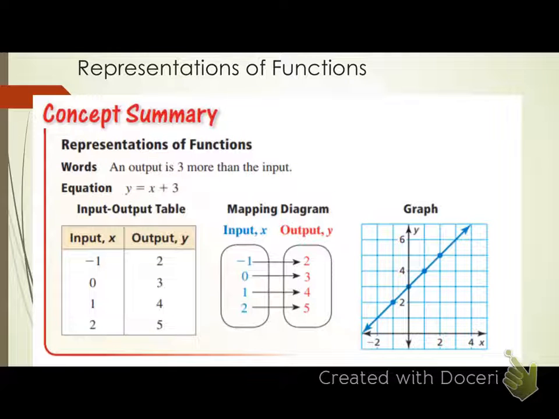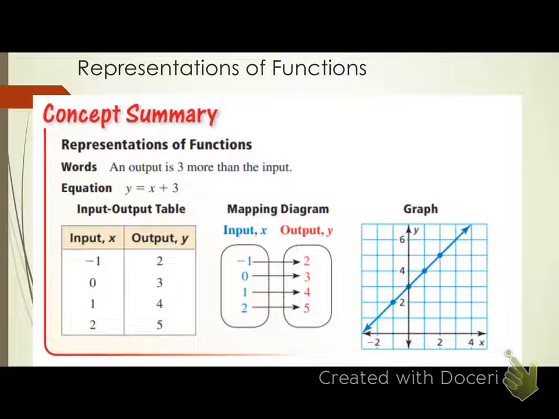So here are some different representations of functions. Is a function a relation? Yes, it is. A function is just a special type of relation, in which none of the x values repeat. These are the ways I represented my relations when we took our notes over relations. Since a function is a relation, it can be represented the same ways: a table of values, input-output table, a mapping diagram, or a graph. Because they are relations, right?